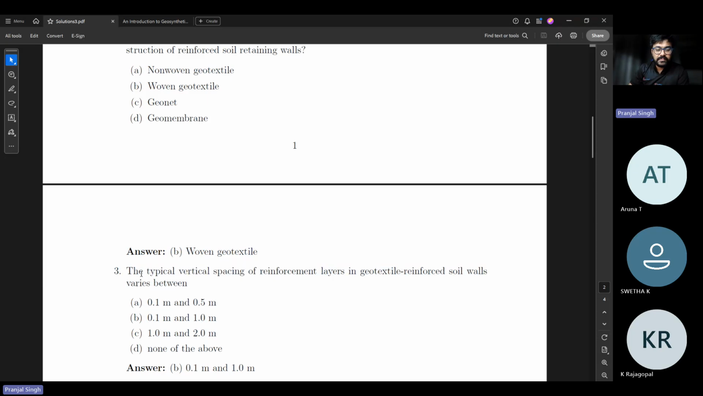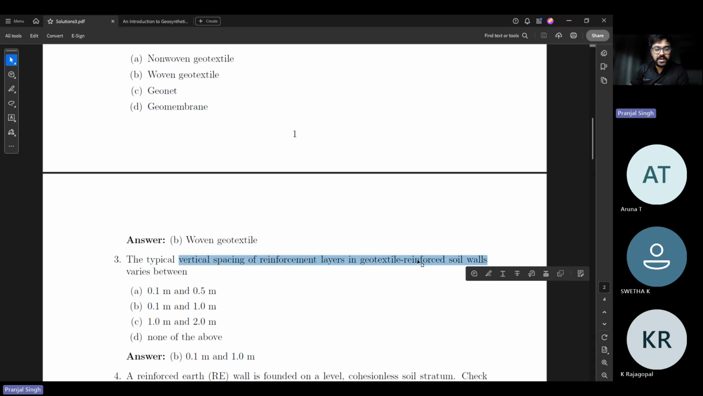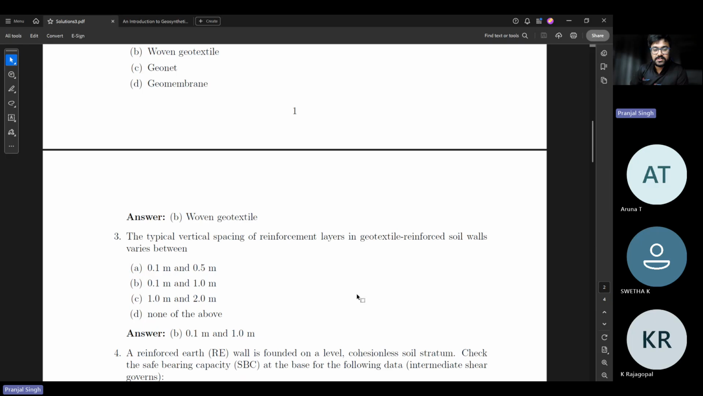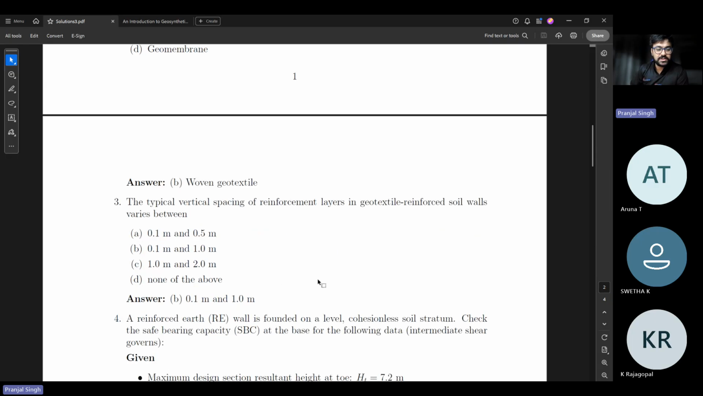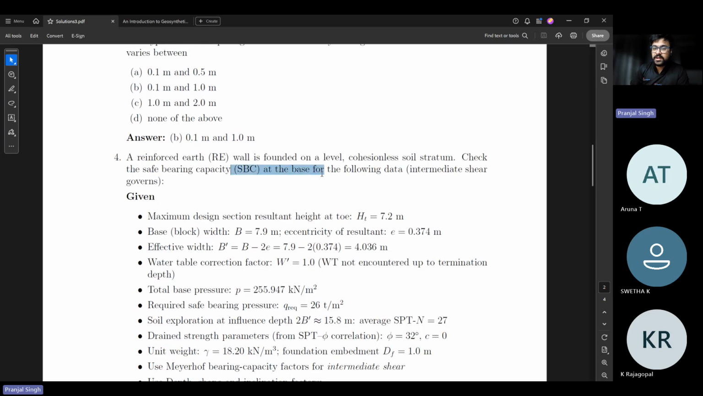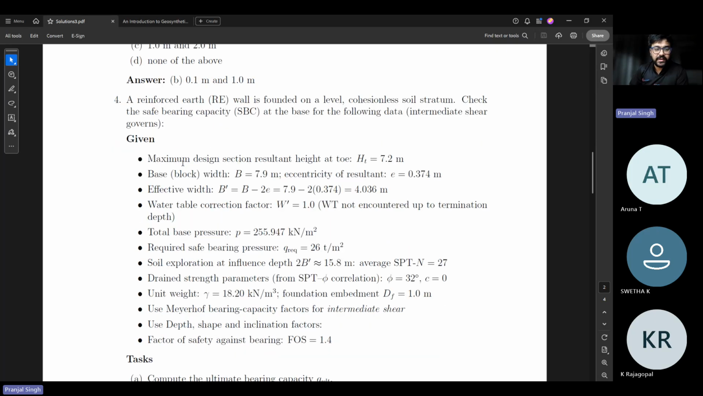And vertical spacing of reinforcement layers for soil walls is 0.1 to 1 meters. This is specifically for soil walls. If you are using it for improving foundations, then the spacing may increase. So this is specifically for soil walls. Third question was regarding the safe bearing capacity. You have to use the theory for a shallow foundation only. Most of the values were already given.